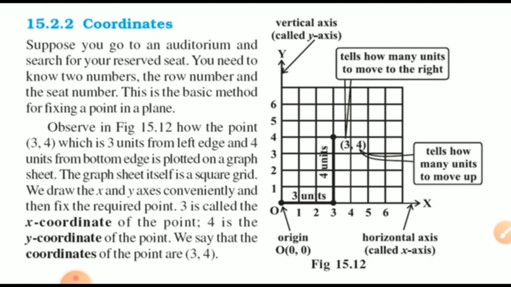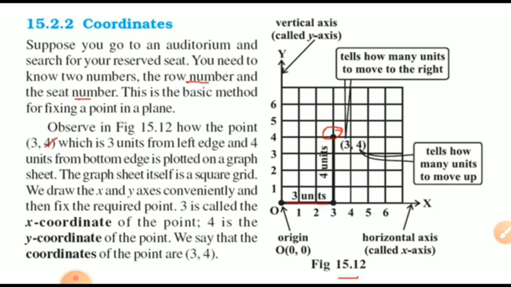Cartesian mathematics. Suppose you go to an auditorium and search for your reserved seat. You need to know two numbers, the row number and the seat number. This is the basic method for fixing a point in a plane. Observe in figure 5.12 how the point (3, 4), which is 3 units from the left edge and 4 units from the bottom edge, is plotted on a graph sheet.